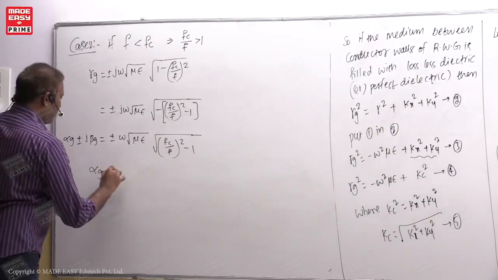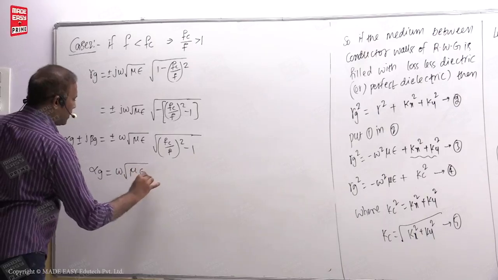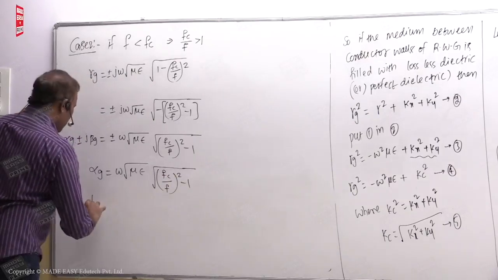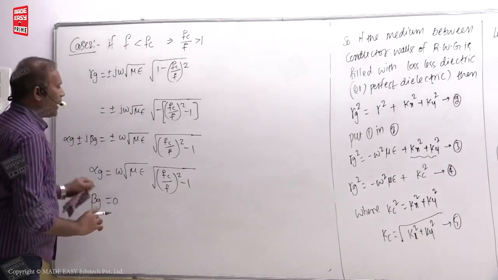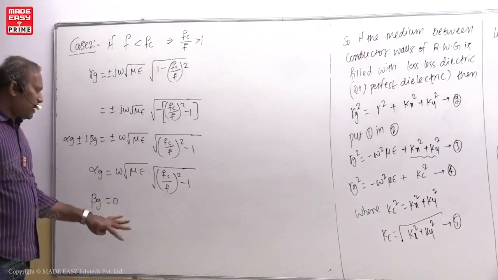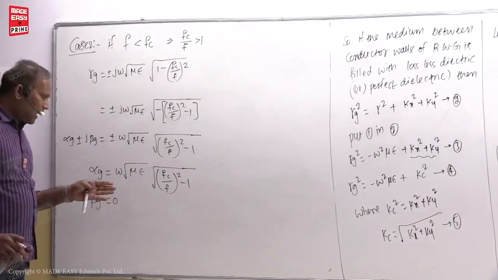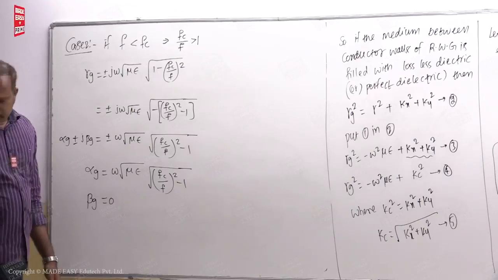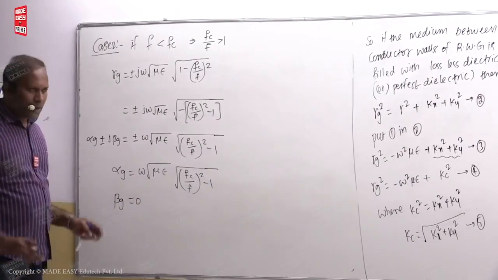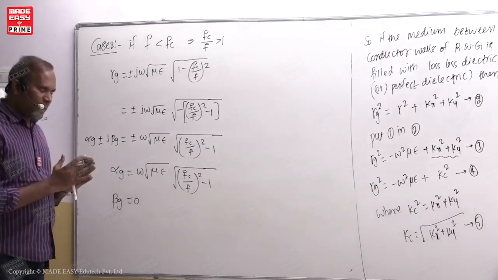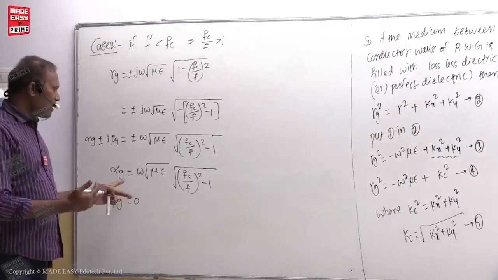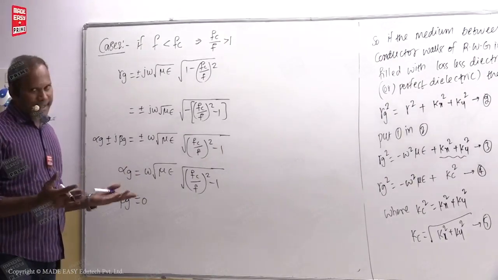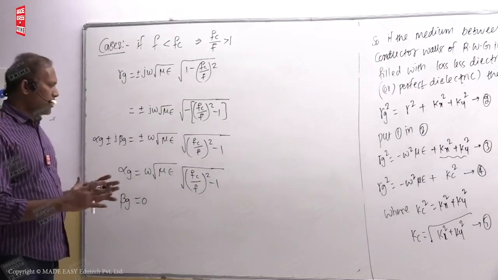Now alpha g is equal to omega root mu epsilon root of (fc by f) whole square minus 1, and beta g is equal to 0. In this, first of all, there is no wave propagation because beta is 0. Even if wave enters into the waveguide, there is an attenuation, student. So in this case, there is no wave propagation, or otherwise, even if wave enters, attenuation is there. So this is called evanescent mode. In English, evanescent means decrease, or otherwise decay. So evanescent mode it is called.